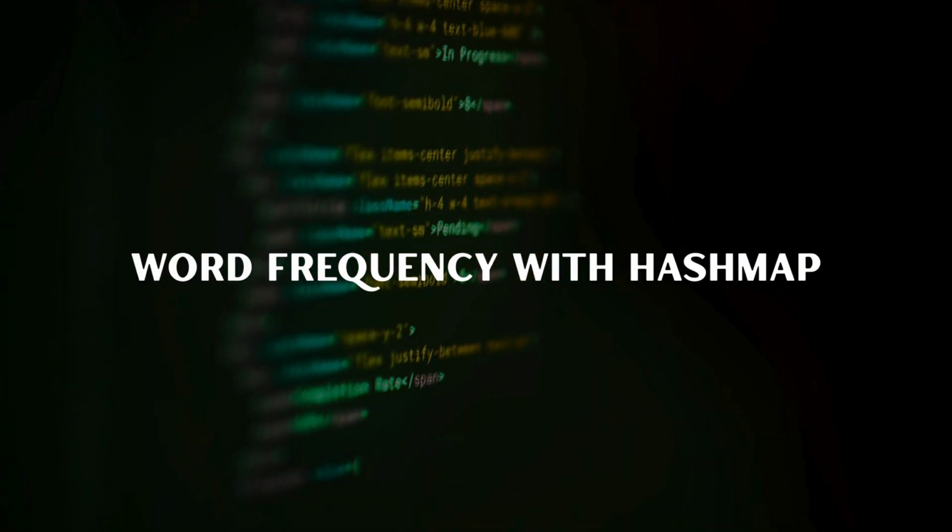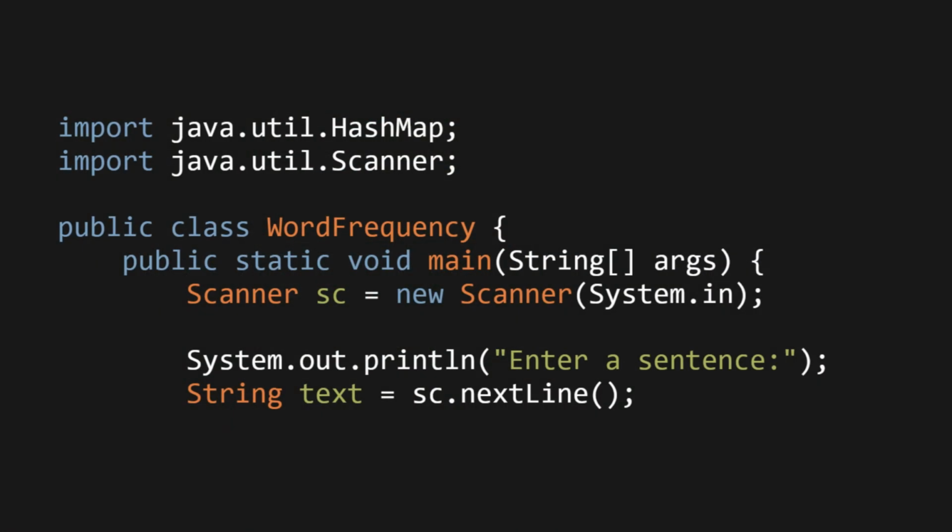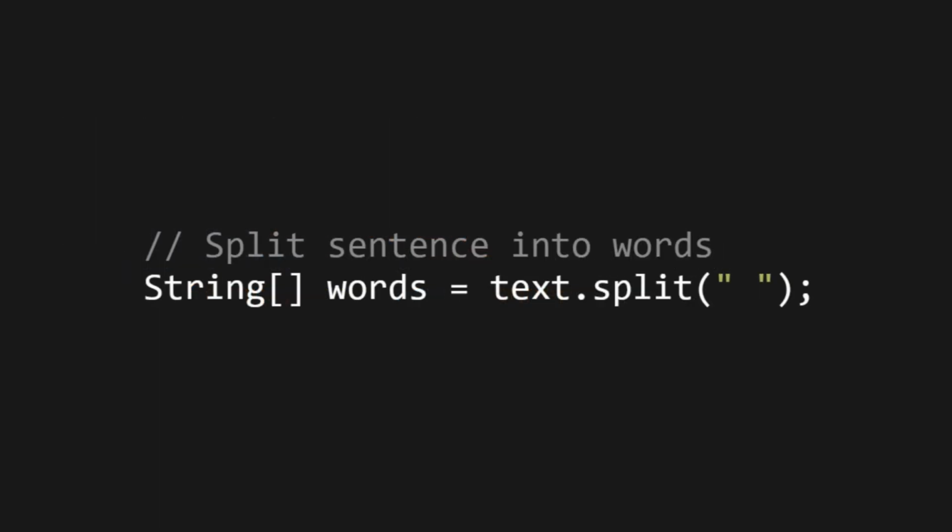So let's write the code for word frequency with HashMap. Import java.util.HashMap, import java.util.Scanner, public class WordFrequency, public static void main(String[] args), Scanner sc = new Scanner(System.in), System.out.println("Enter a sentence"), String text = sc.nextLine(). We need to split the sentence into words. So String[] words = text.split(" ").